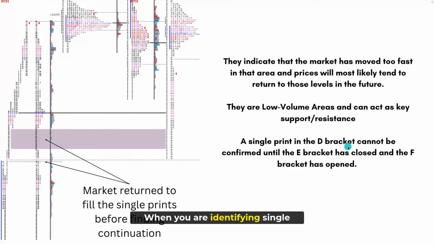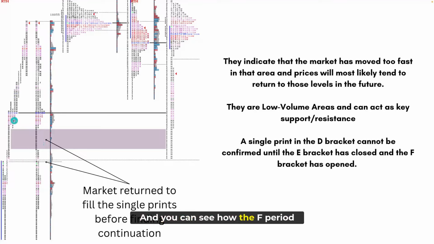When you are identifying single prints in real time, you have to wait for the brackets to close. Let's take this example. This D period, you see how it moved higher. The bracket cannot be confirmed until the E bracket has closed and the F bracket has opened. So in this case, the E period closes, the F period has opened, and now you automatically have an area of single prints. This is confirmation of this area having single prints in real time.